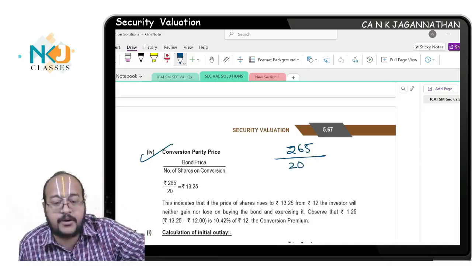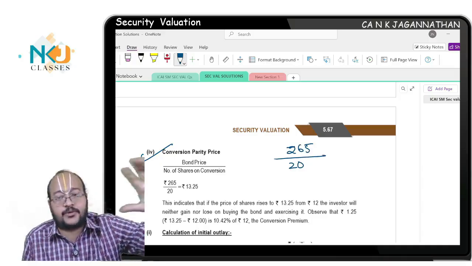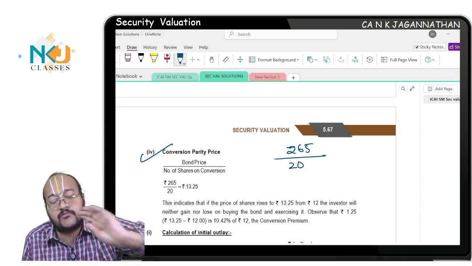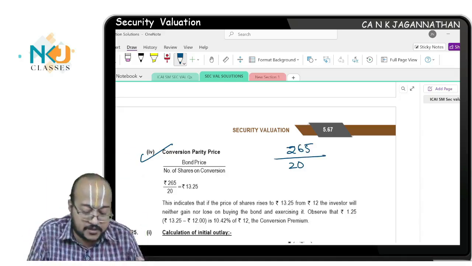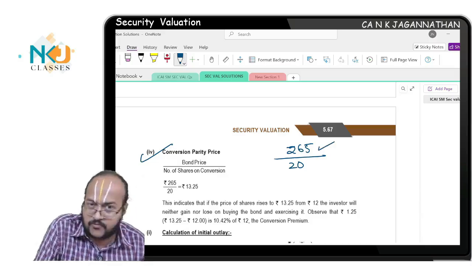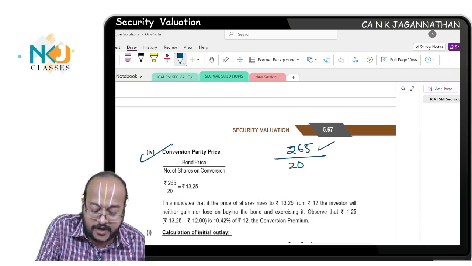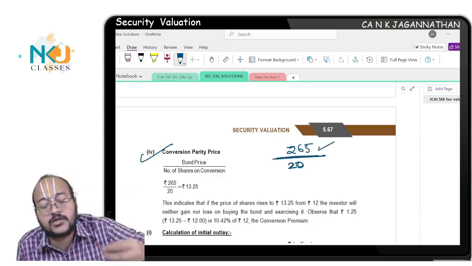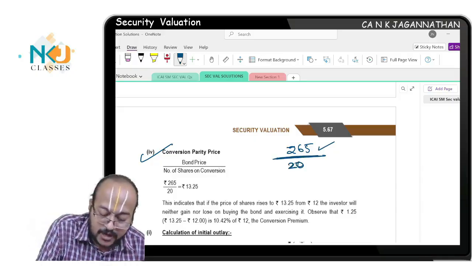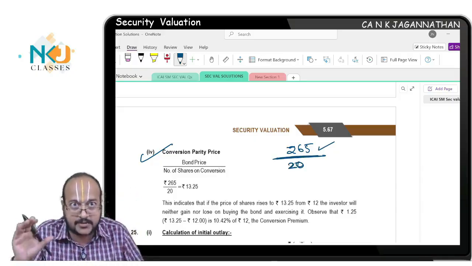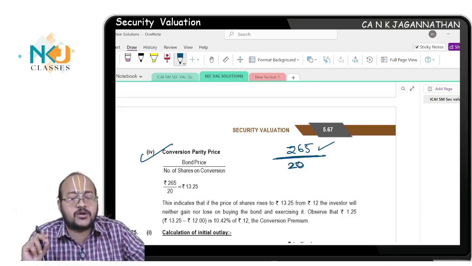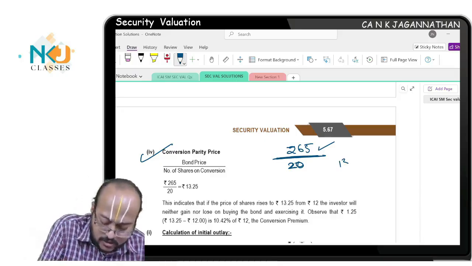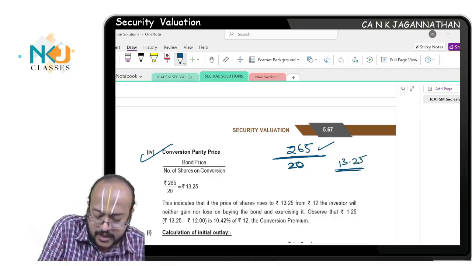It is nothing but an equivalent share price, which means what should be the fair price for the given number of shares for conversion. 265 is the bond price, divided by the number of shares allotted for each bond, 20 shares. The conversion parity price is the price at which I am indifferent between the conversion option and the bond option. Are you all understanding what I am trying to say? That is nothing but 13.25. Very simple.